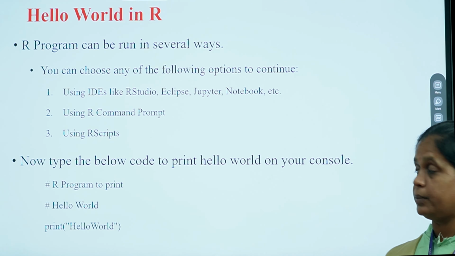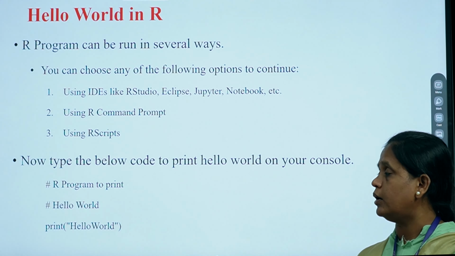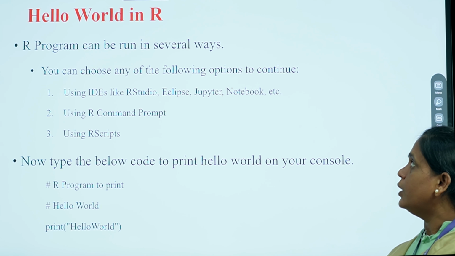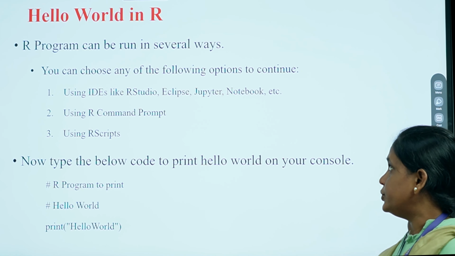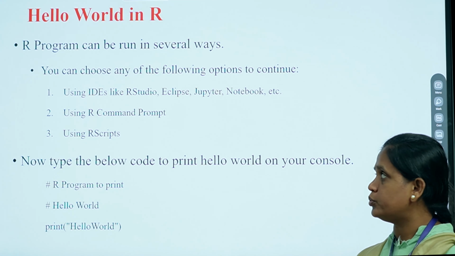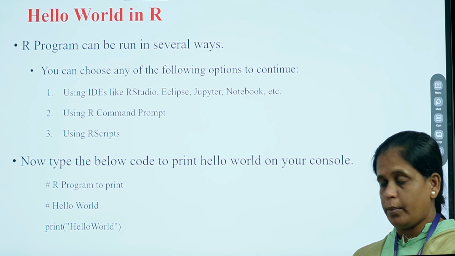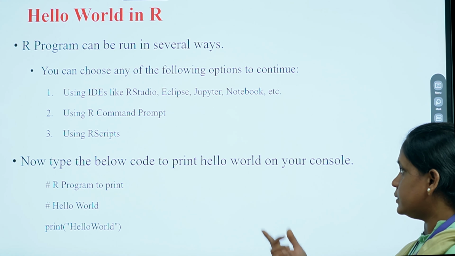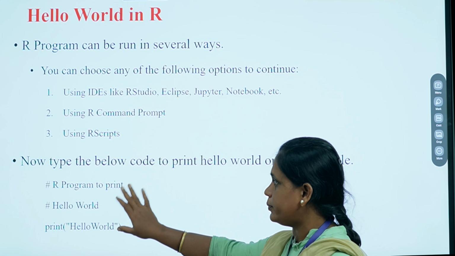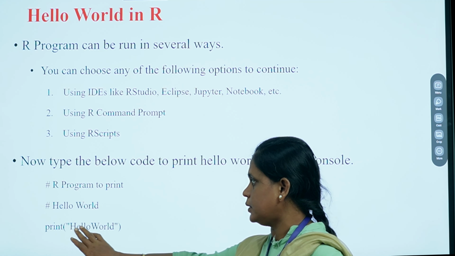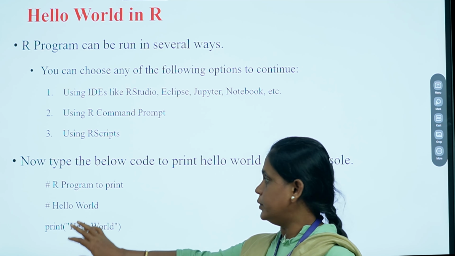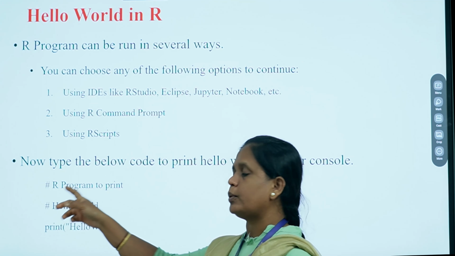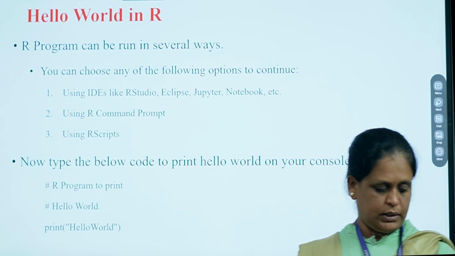To run a simple program to start with R, there are several ways we can go ahead. One is you can go with RStudio, Eclipse, Jupyter Notebook, or you can also use the R command prompt, or an R script. Just to start with the hello world program, if you just say print hello world, it will print that. And any line starting with the hash in R programming is just a comment line.